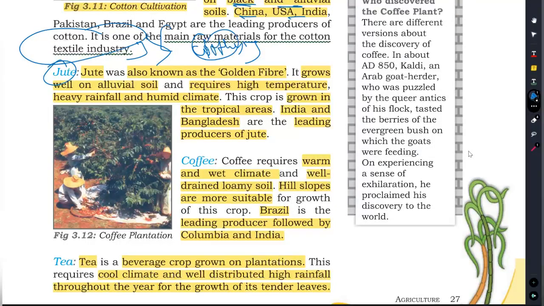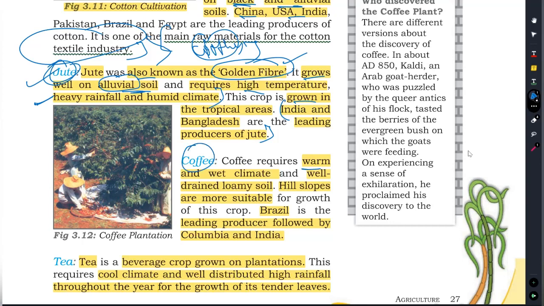Jute is also another fiber crop. Jute is known as the golden fiber because its color looks like golden fiber during its production or growth. It grows well on alluvial soils and it requires high temperature, heavy rainfall and humid climate. Grown in tropical areas, India and Bangladesh are the leading producers of jute. You need to remember, India and Bangladesh are the leading producers of jute.